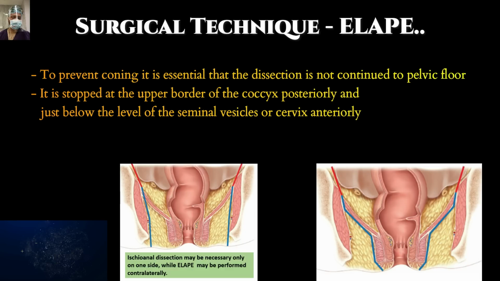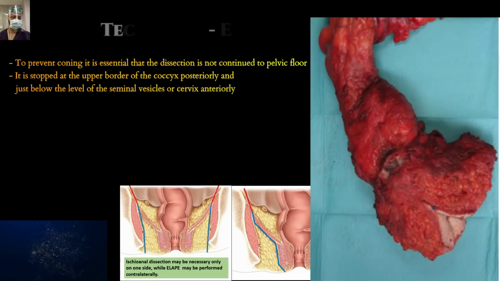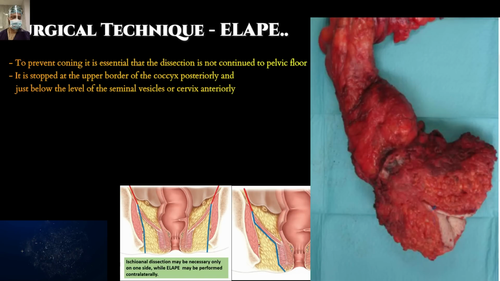I hope you are remembering the final specimen in case of APR. There was a waist formation, an hourglass configuration. This is the final specimen from a case of ELAPE, and as students can appreciate, there is no coning in. If there is tumor around this part of the rectum, around the pelvic floor or where the levators get inserted, then the possibility of achieving negative CRM is higher.